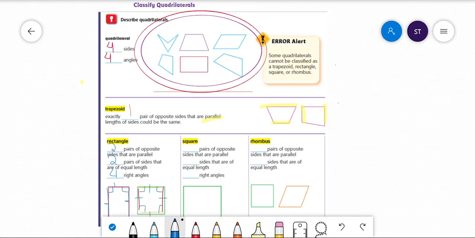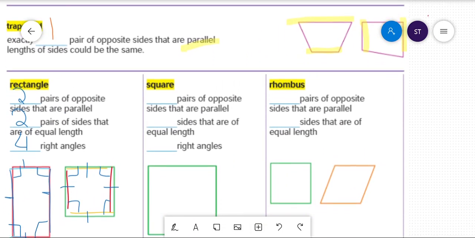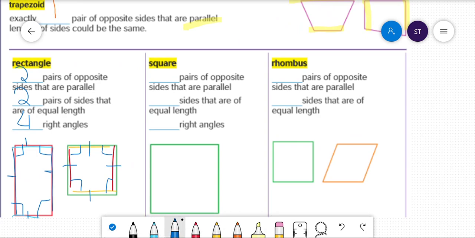A square must have two pairs of opposite sides that are parallel, as we saw before. One pair parallel to that, and another pair of opposite sides that are parallel. This is what makes a square, but a rectangle cannot be a square. Because in order for a square to be called a square, it has to have four sides of equal length. All the sides must be equal.